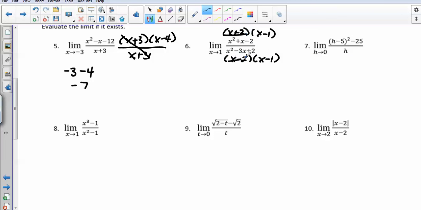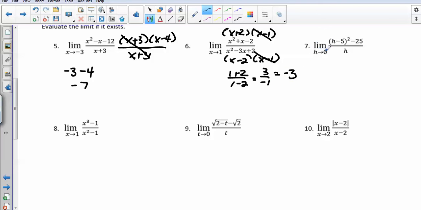So these are going to cancel, and now you substitute in your 1. I have 1 minus 1 over, oops, I canceled the wrong ones, didn't I? Let's try that again. So in my numerator, I had x plus 2, and then this is x minus 2. So the ones that cancel are the x minus 1s. So now when I plug in my 1, I get 1 plus 2 over 1 minus 2, which is 3 over negative 1, which is negative 3.